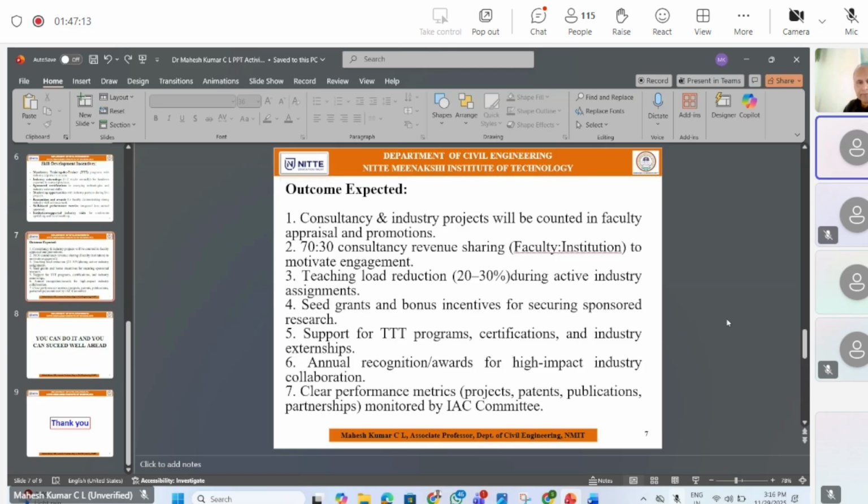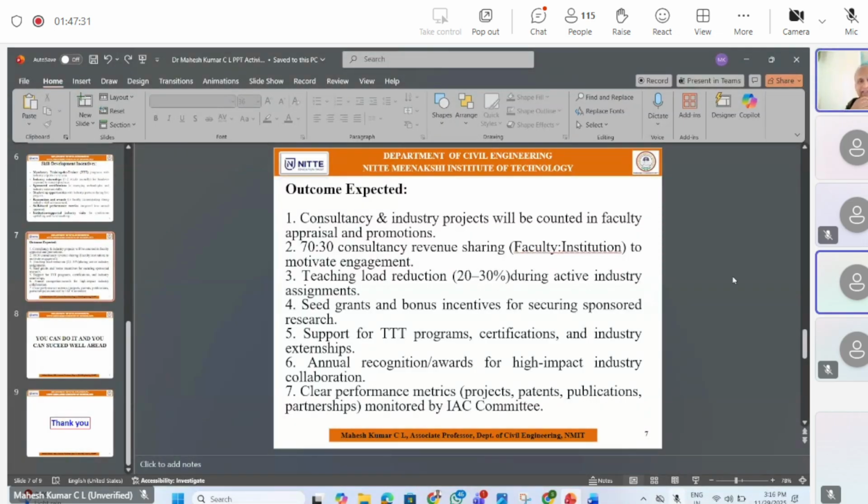But the biggest challenge is that industries rarely provide hands-on experience opportunities for faculty, sir. If that participation improves, the full potential of these initiatives will be achieved. And that's my opinion.